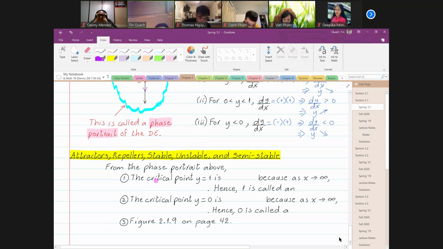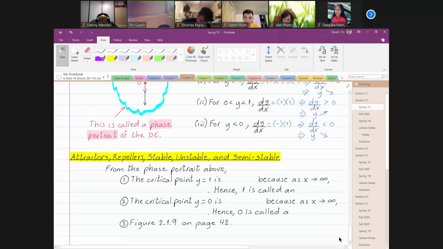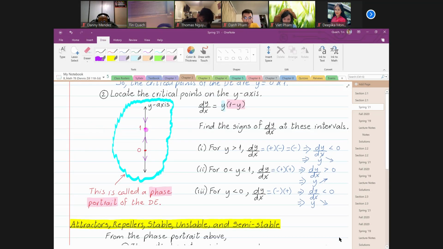The critical point y equals 1 is, okay, so here's the critical point 1. You see y approaches 1 from both sides, right? From the top and from the bottom. See, y is getting close to 1 from down here and getting closer to 1 from up here. So from both sides, the y values are getting closer and closer to 1. So we say this critical point is stable, okay?